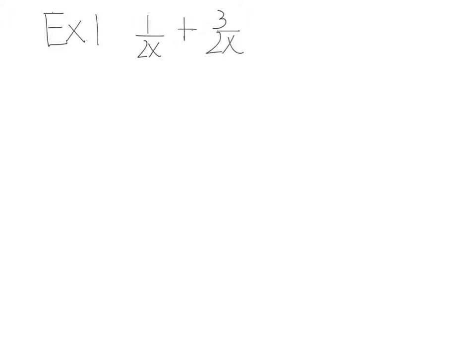plus 3 over 2x. Now, if you remember from adding fractions, in order for us to add fractions, we have to have the same denominator. And in this case, in example number 1, we do. So when we have that, just like regular fractions, we keep the same denominator. So I would have 2x. And so then we add our numerators, which is 1 plus 3 is 4. So that's going to give us 4 over 2x.